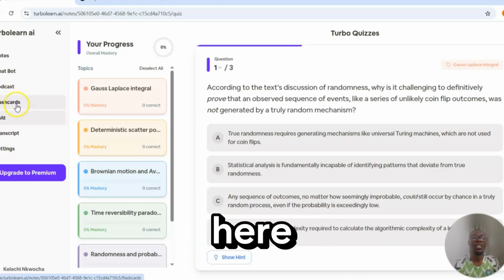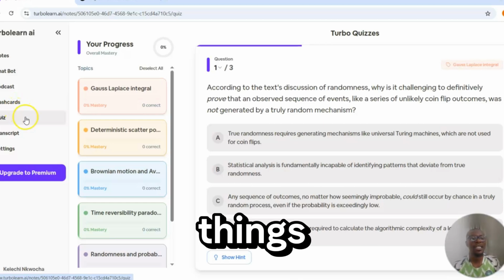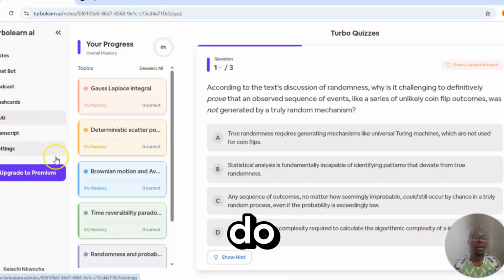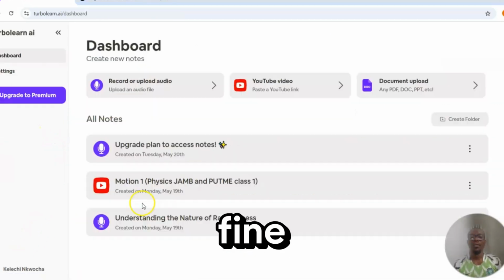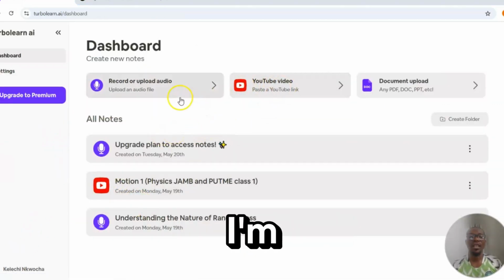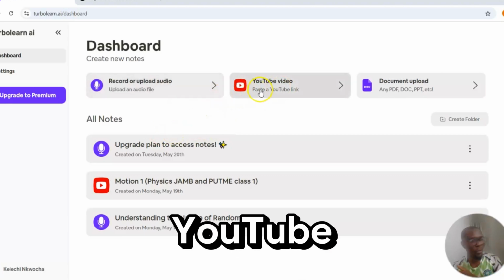So I think I'm going to pause here and look at other things we can do, so I don't bore you to death. Okay, fine. We are back to our dashboard and I'm going to explain the YouTube video feature.